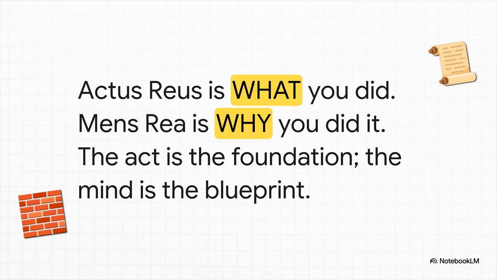So let's boil it down. Actus reus is what you did. Mens rea is why you did it. To build a proper intentional felony, you absolutely need both. I mean, a guilty mind with no action is just a dark fantasy. And a harmful act with no guilty mind is, well, it's just an accident.